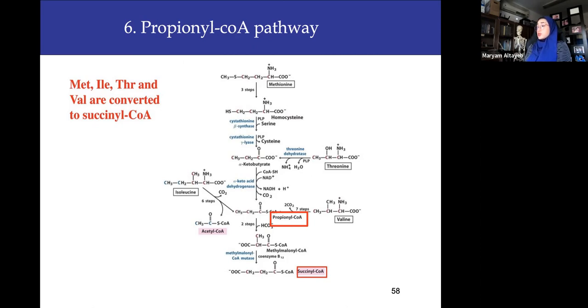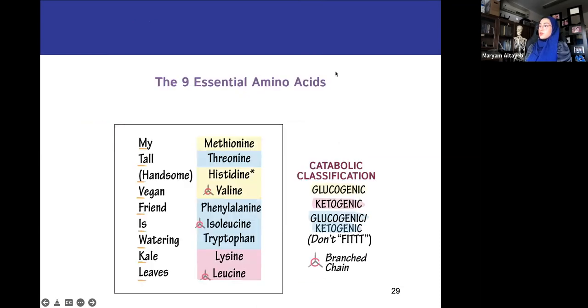Do you guys have any questions? Yes, no? And again, don't forget to know which are the essential amino acids, ketogenic, glucogenic. You guys could be asked about that.